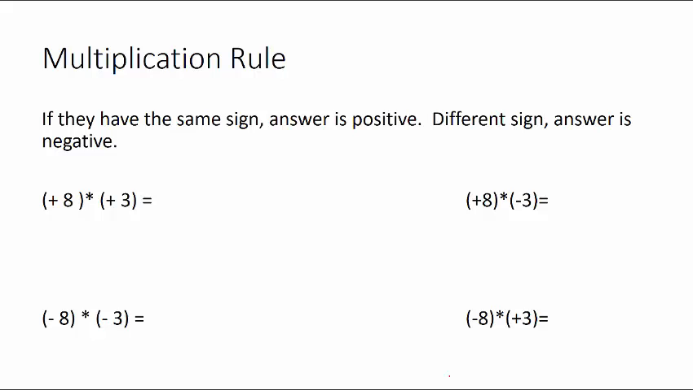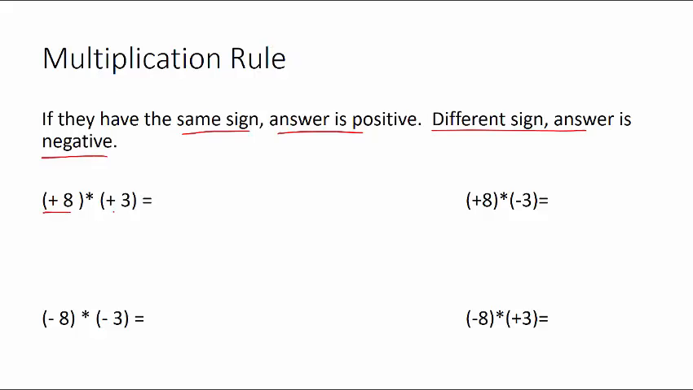Alright, now we're going to get into the multiplication and division. So for the multiplication rule, if they have the same sign, the answer is positive. Different sign, answer is negative. And it's similar to the neighbor sign rule. If it's the same sign, you're going to go with the positive. If the signs are different, you go with the negative.